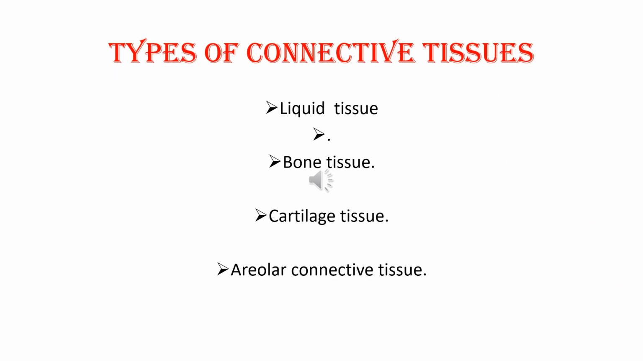There are four types of connective tissues. One is liquid tissue, bone tissue, cartilage tissue, and areolar connective tissue.